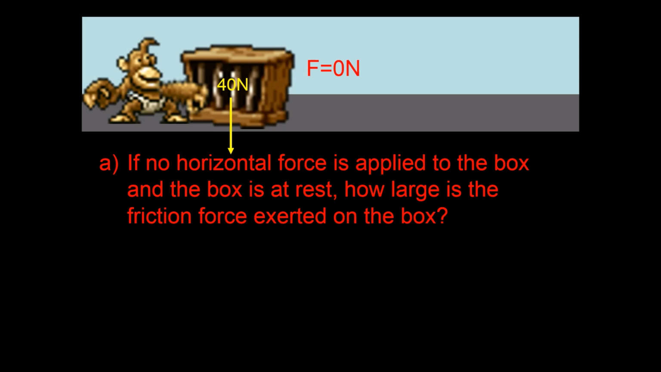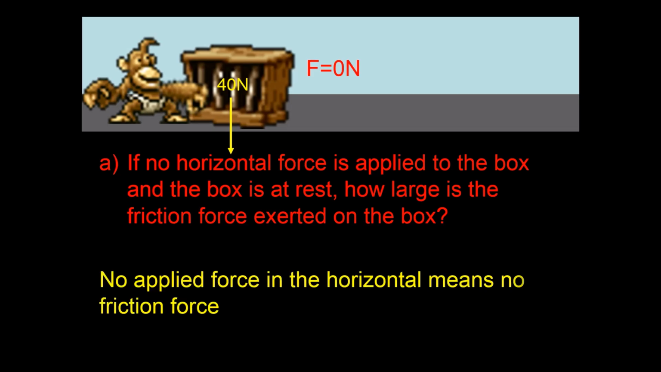Thought about it yet? So if there's no applied force in the horizontal axis, friction is a response force. It's a response force to any force that is applied to the system. So that means if there's no applied force in the horizontal axis, then there's no responding frictional force. So the answer here is Fs is equal to 0.